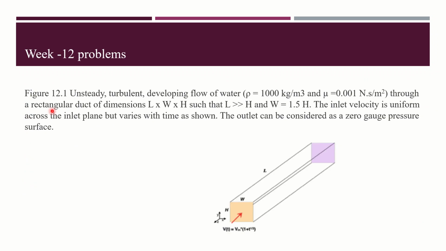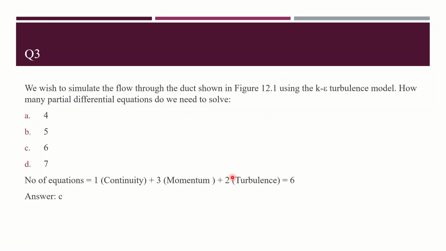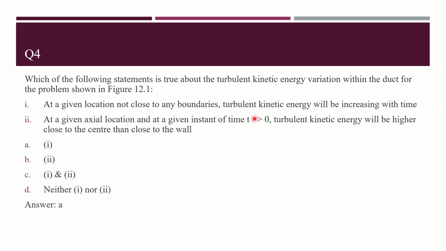So if we go back to the problem statement, it mentions that velocity is varying with time as v into (1 plus t) to the power 1 by 2. Sorry, t to the power 1 by 2. So obviously it is varying in terms of some factors, with some percentage it is increasing. So we can say that turbulent kinetic energy will be increasing with time. So the first statement is right, the second one is false. Accordingly, A is right, and B, C and D are false. So the answer is option A.